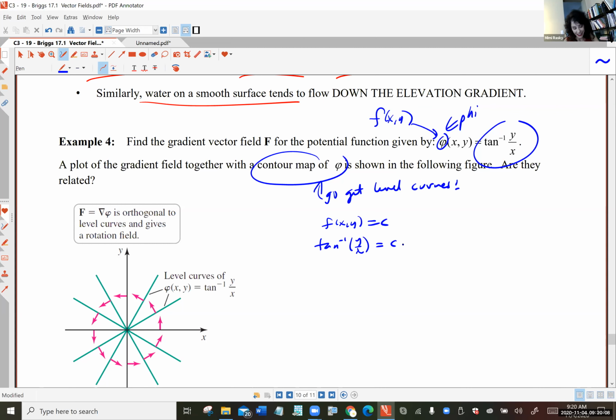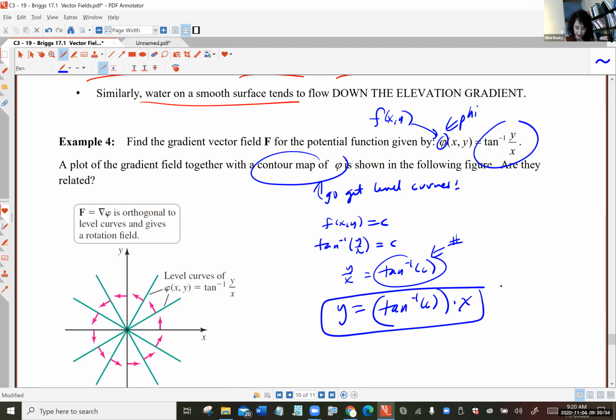I would probably take tangent of both sides of the equation, and then I would get y over x is equal to tangent of some constant, which is just some number. And when you solve this for y, just so you can see, you're going to get some constant times x. But aren't those diagonal lines? Yeah. So it turns out the level curves are diagonal lines. I hope you can see here that somebody already drew a whole bunch of diagonal lines. Fine. Those are the level curves for the scalar function.